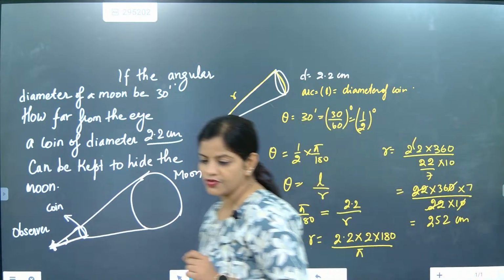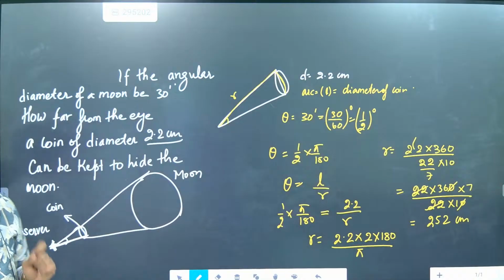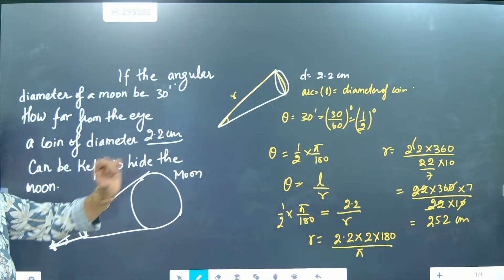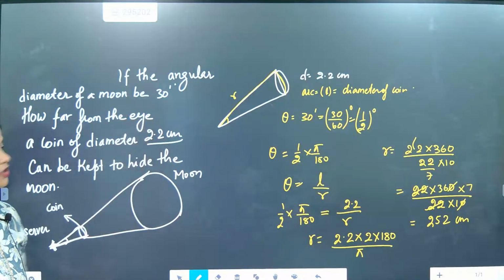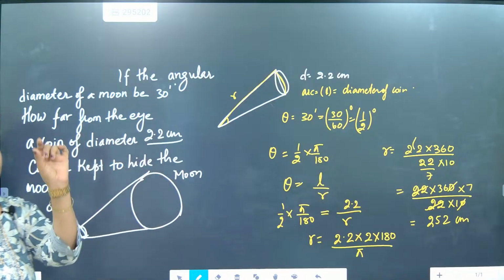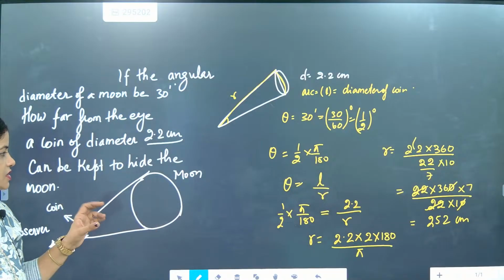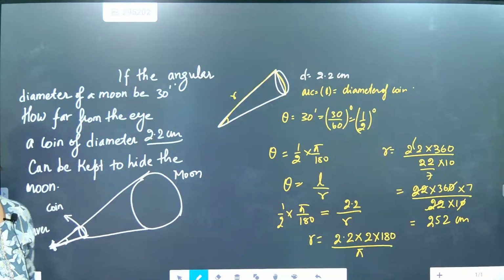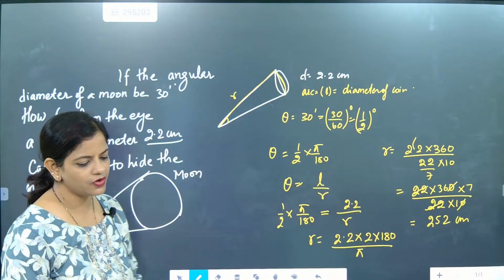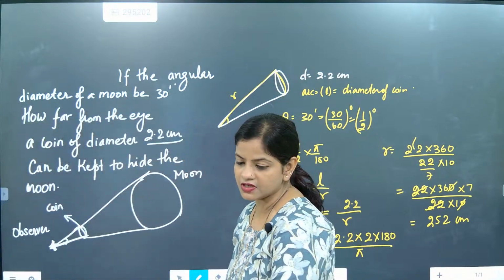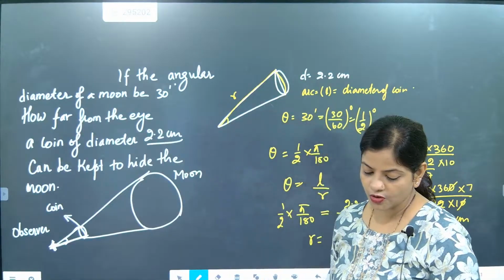So from the eye of the observer, we are going to maintain the point at a distance of 252 centimeter. So if we keep it 252 centimeter from the eye, the moon will not be visible to you. This is the question, and this is one of the very good questions I have discussed here. Now we will go for the next topic later.